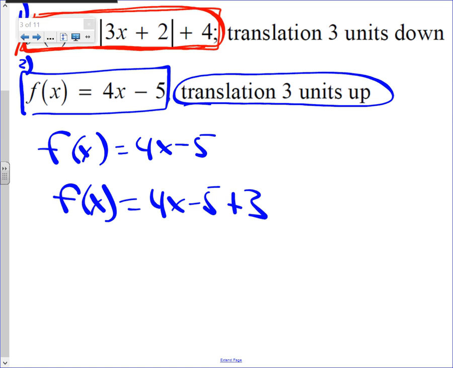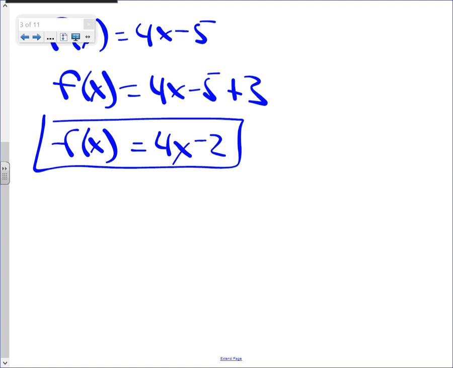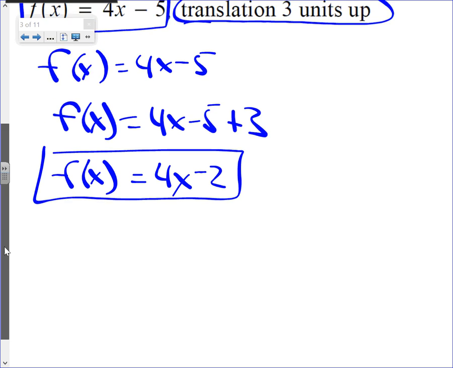So let's simplify now. F of x then. What's negative 5 plus 3? Awesome. We're done. There's your transformed function. So we took the original function and translated it 3 units up.